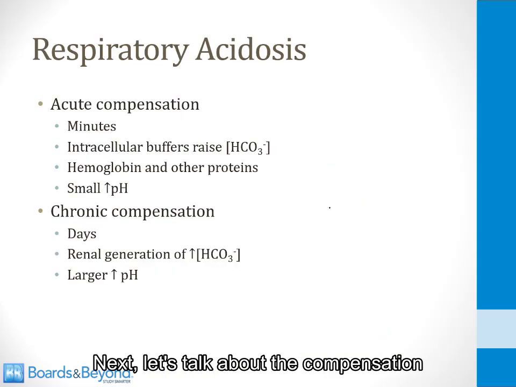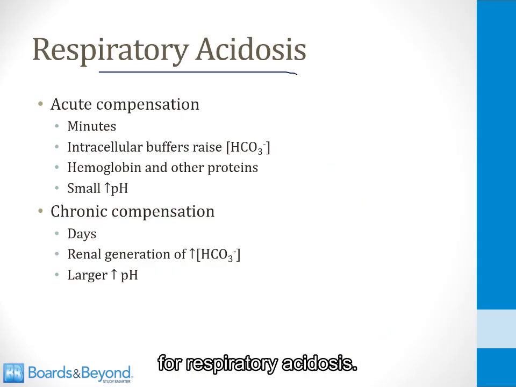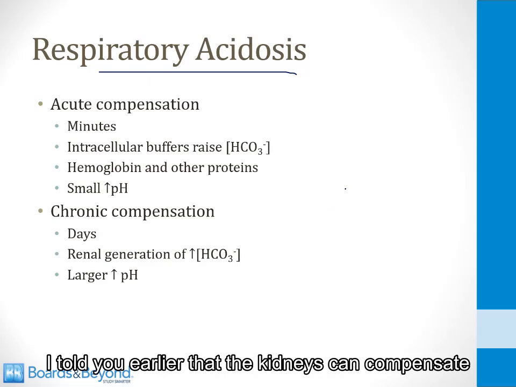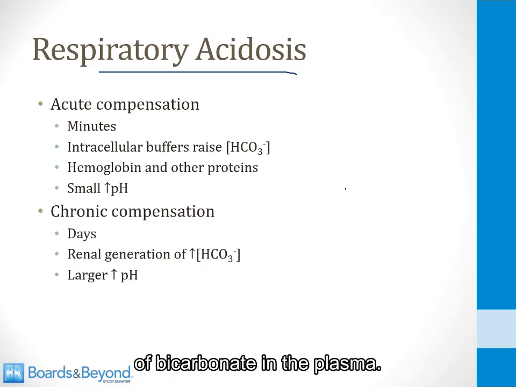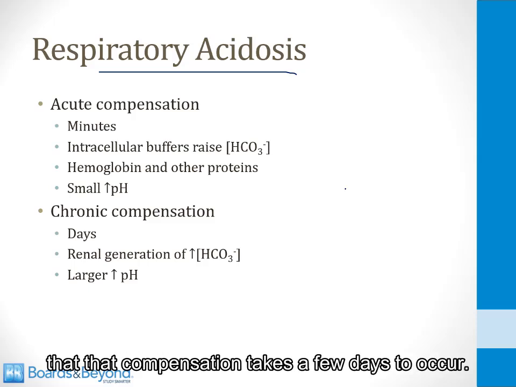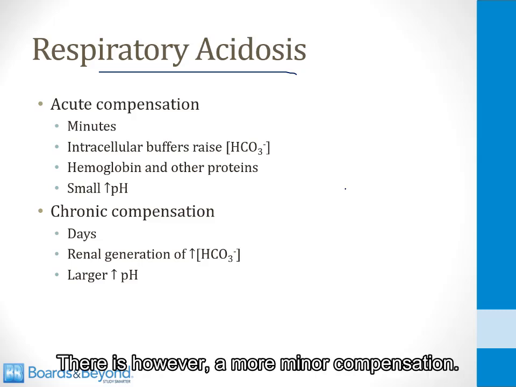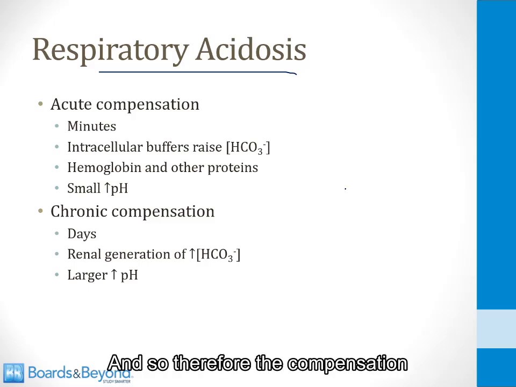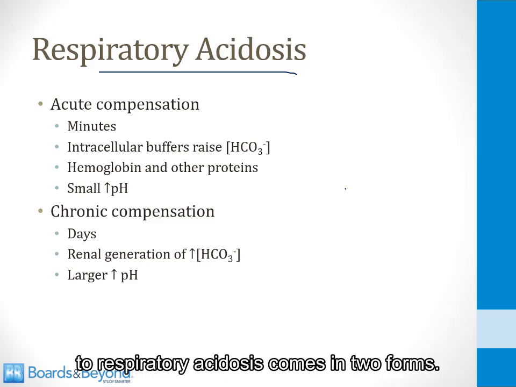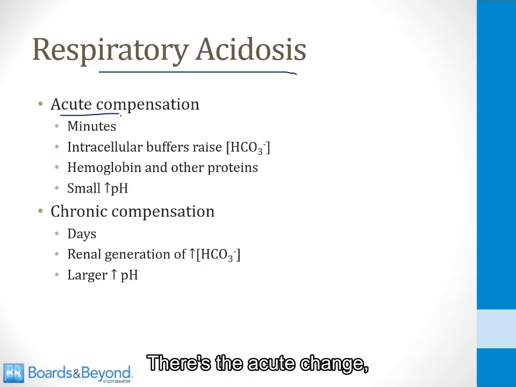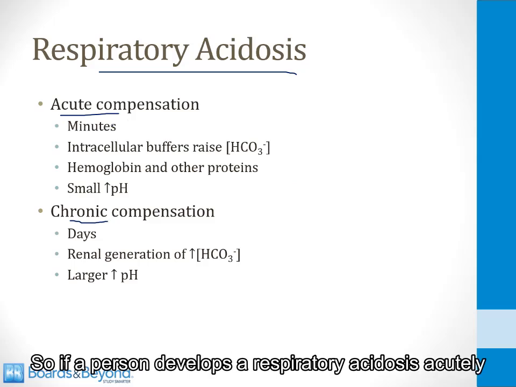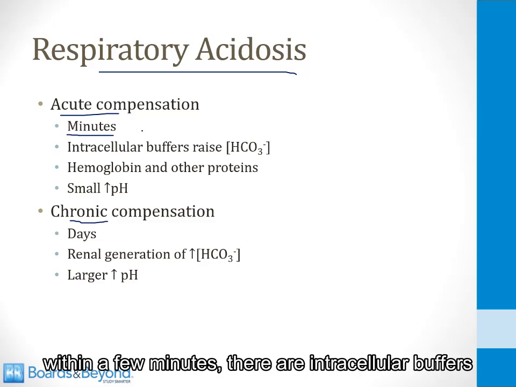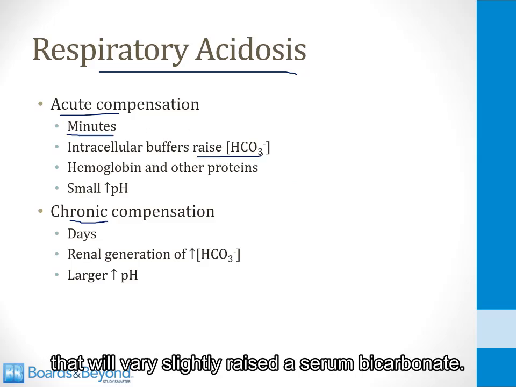Next, let's talk about the compensation for respiratory acidosis. I told you earlier that the kidneys can compensate for respiratory disorders by changing the amount of bicarbonate in the plasma, but what you need to understand is that that compensation takes a few days to occur. There is, however, a more minor compensation that happens acutely, and so therefore the compensation to respiratory acidosis comes in two forms. There's the acute change and then the chronic change by the kidneys. So if a person develops a respiratory acidosis acutely within a few minutes, there are intracellular buffers that will very slightly raise the serum bicarbonate.